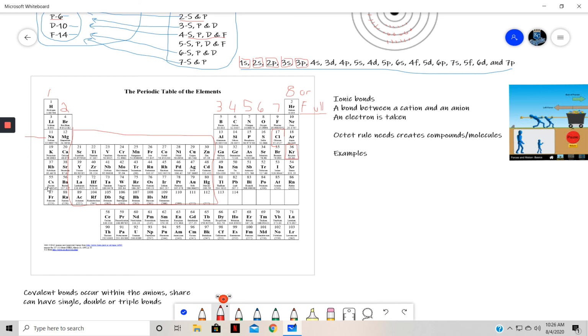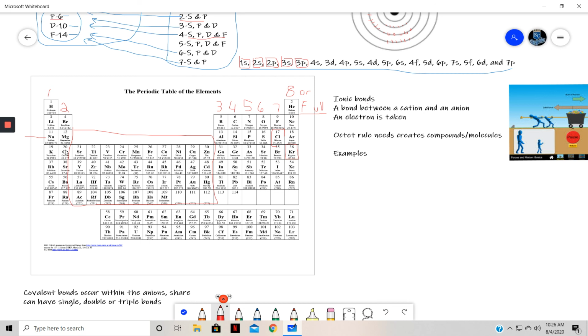Now the rings will vary. So in this case, hydrogen will have 1 electron on the first ring, because it's in that first column. Lithium will have 1 electron, but it'll be on the second ring. Sodium will have 1 electron on the third ring. Potassium will have 1 electron on the fourth ring, and so on and so on.